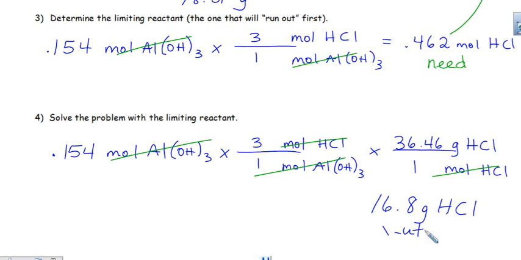Whoa, that doesn't say neutralized. Neutralized. Here we go. Well, that doesn't either. Good Lord. Neutralized.